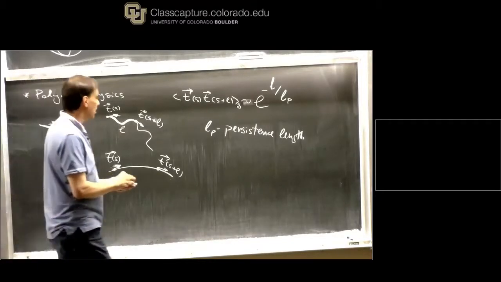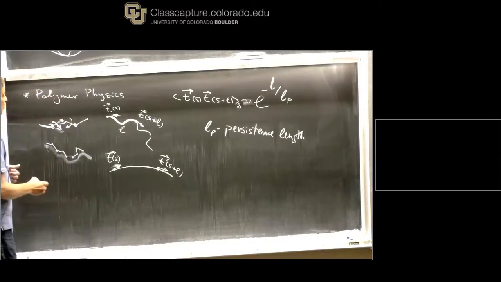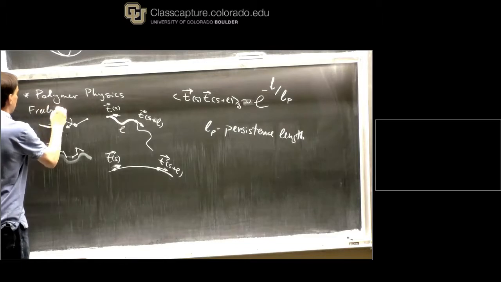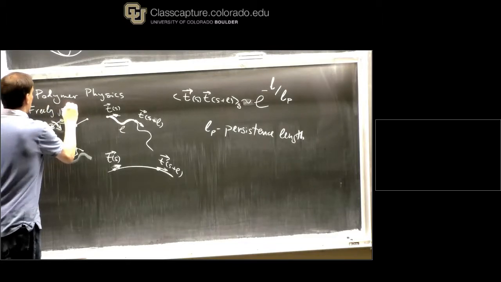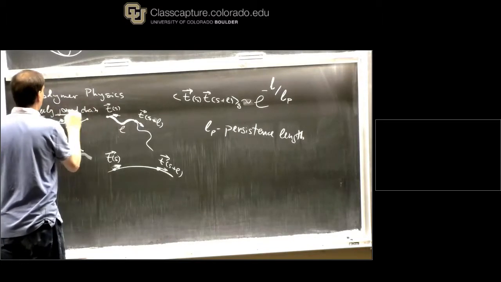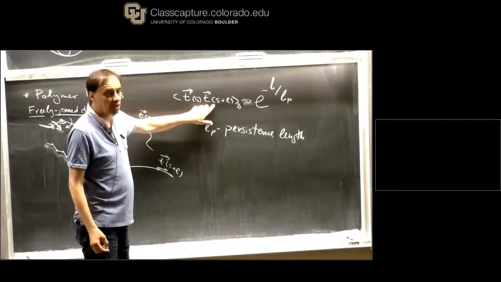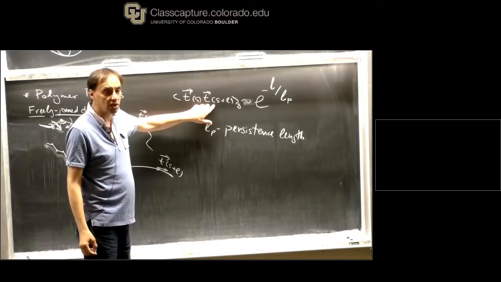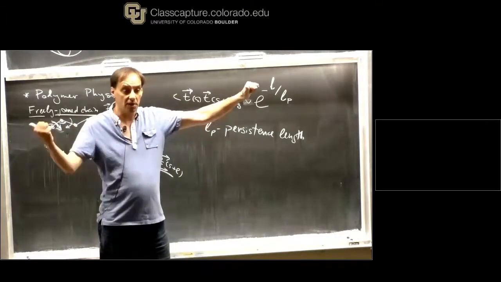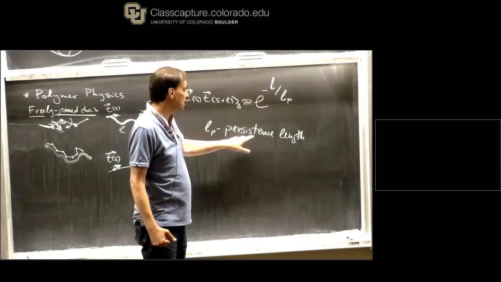And this angle in a polymer, in a freely jointed polymer, so this theory is called the freely jointed chain. In the freely jointed chain, this angle is decaying exponentially with L, with the separation between them. And the characteristic decay length is called LP, or persistent length.